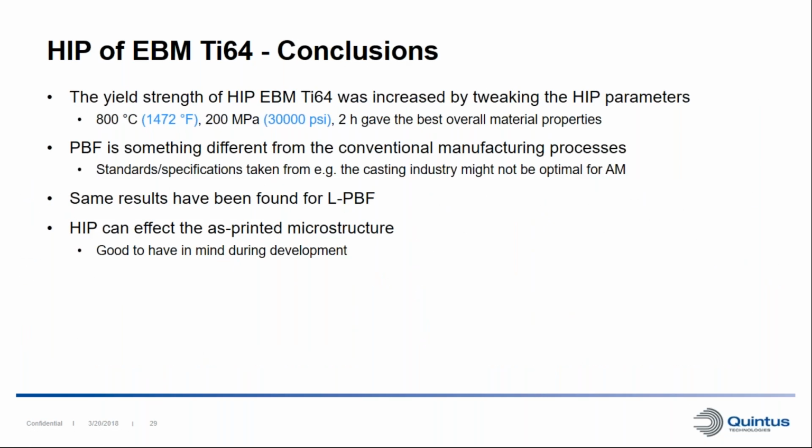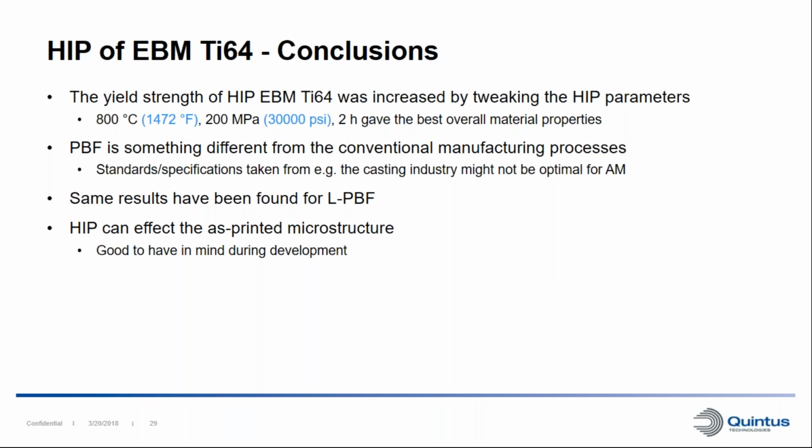So some conclusions for this study was that just by tweaking the HIP parameters a little bit, we could get higher strength in our as-HIP material and the best overall material properties. A more general conclusion is that powder bed fusion material is something different from conventional manufacturing processes. So we might not be able to just copy heat treatment recipes or HIP recipes or whatever from any other industry and think that it will give us the optimal results for our material. I also want to mention that we have seen the same results also for laser-based powder bed fusion material. However, that study I can't show, but we saw the same results for that material as well.